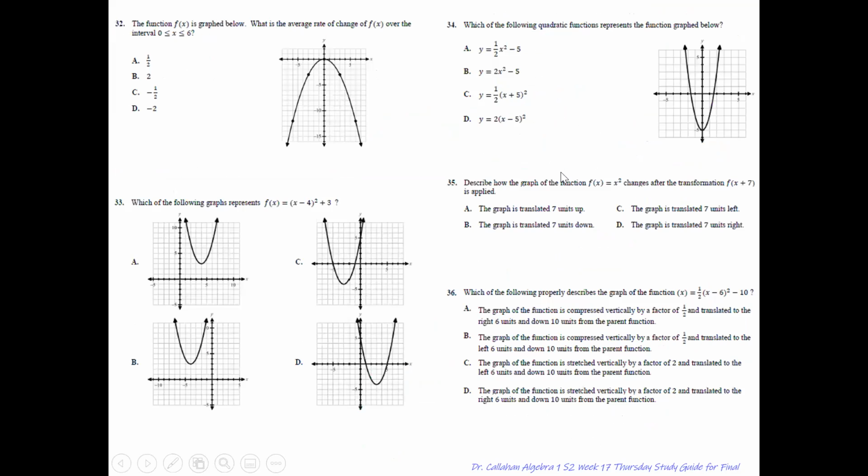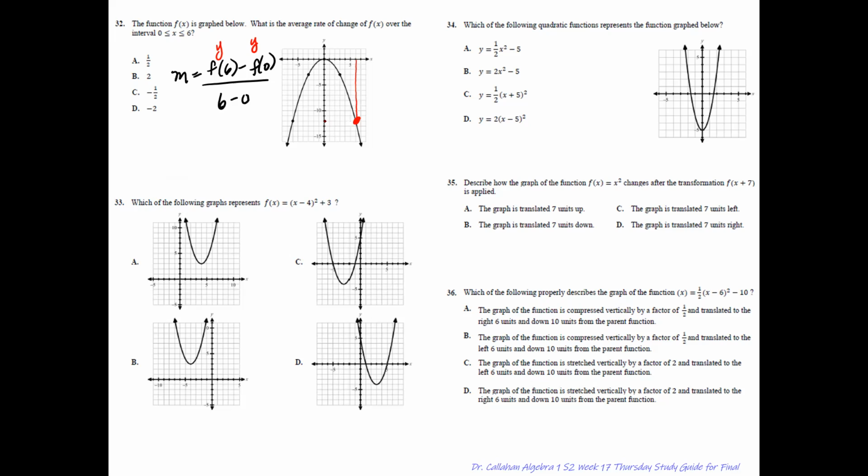Okay, number 32. The function f of x is graphed below. What is the average rate of change over 0 to 6? Okay, so rate of change means slope. So I'm going to do f of 6 minus f of 0 over 6 minus 0. So you have to find the y value. Remember, these are the y values. So at 6, what is your y value?